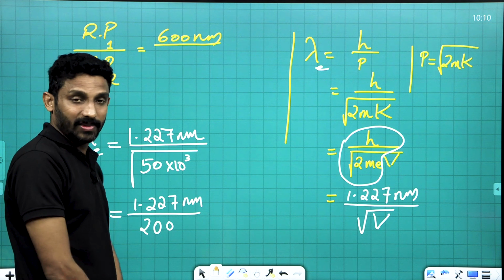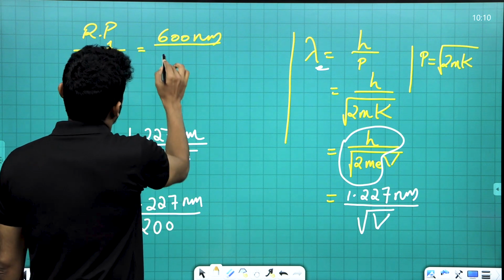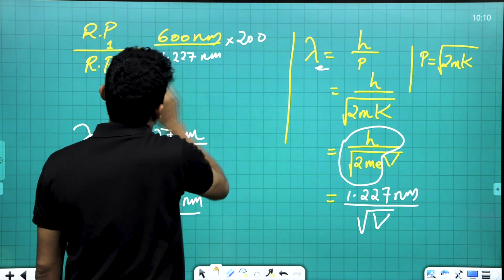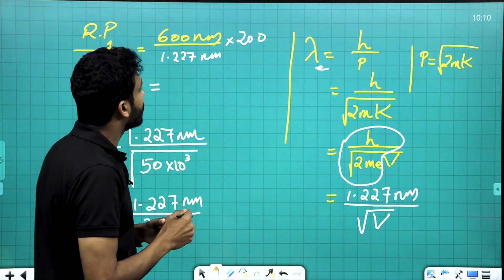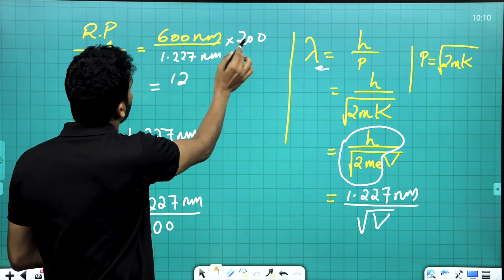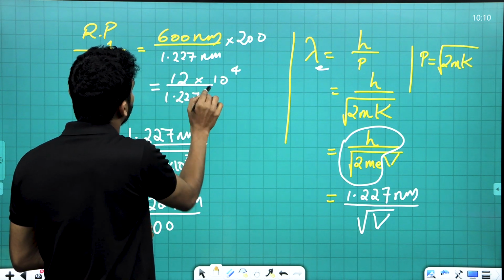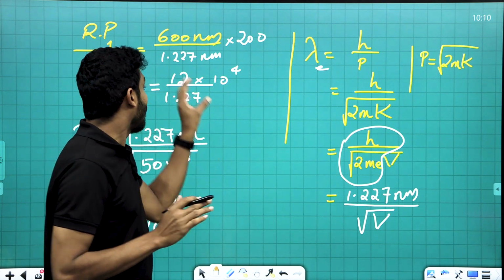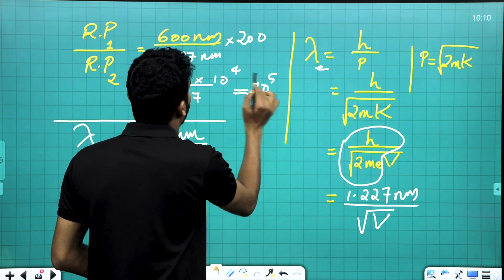Clear? And this is 600 divided by, I can put this one, 1.227 nanometer divided by 200. 200 goes to the numerator. Nanometer is cancelled. Then 2 into 6 is 12. This is 10 raised to 4, divided by 1.227. Now 12 by 1.227 is nearly 10. Nearly 10 into 10 raised to 4, so this is approximately 10 raised to 5.